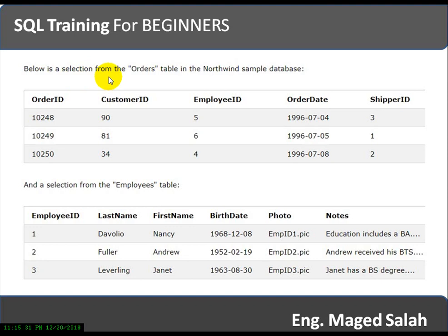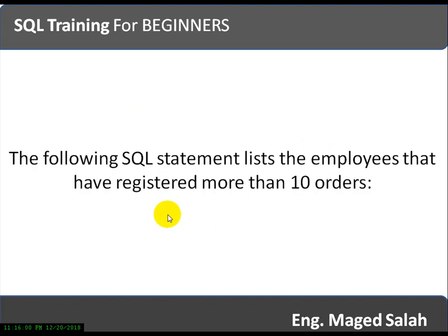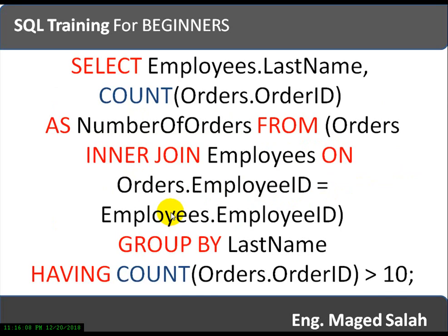Below is a selection from the Orders table in the Northwind sample database, which contains order ID, customer ID, employee ID, order date, shipper ID, and a selection from the Employees table, which contains employee ID, last name, first name, birth date, photo, notes. More HAVING examples. The following SQL statement lists the employees that have registered more than 10 orders.